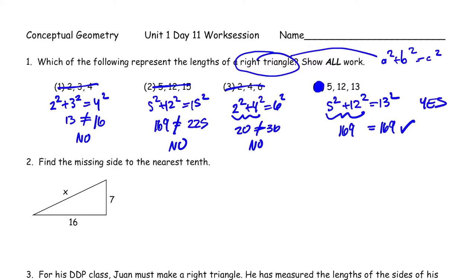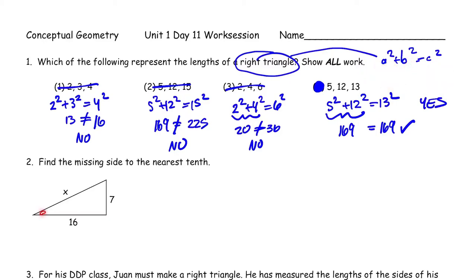Question 2, find the missing side to the nearest tenth. So once again, we're going to be using this Pythagorean theorem. Why is that? Well, the symbol's missing, but this is a right triangle. Here are my two legs. So when I use the Pythagorean theorem, remember these are the legs. And this is what's called the hypotenuse.